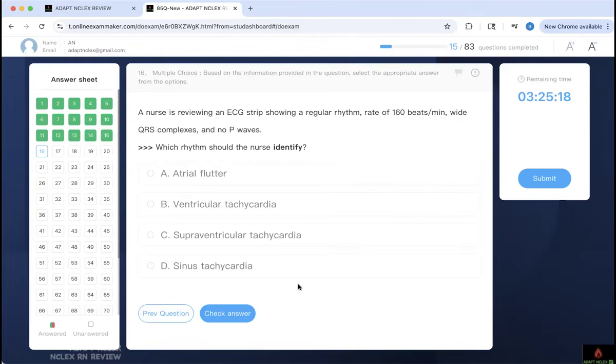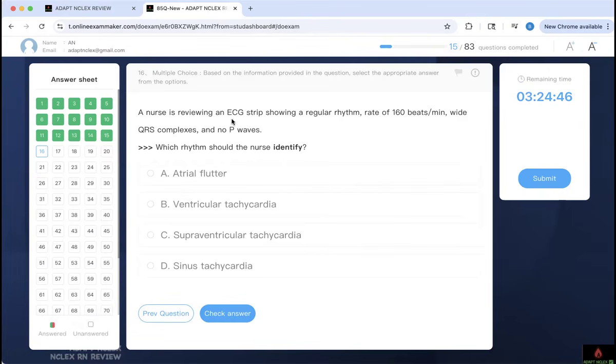So which one? It's reviewing an EKG that shows a rhythm. The rate of 160, there's a wide, bigger QRS, but there's no P wave. What do you think? Pick your answer, let me know, and I'll break it down for you. Sometimes they will give you questions like that with EKG, without the EKG. This is a recommendation from a student who took the exam, who said this is what they saw. What would you pick?